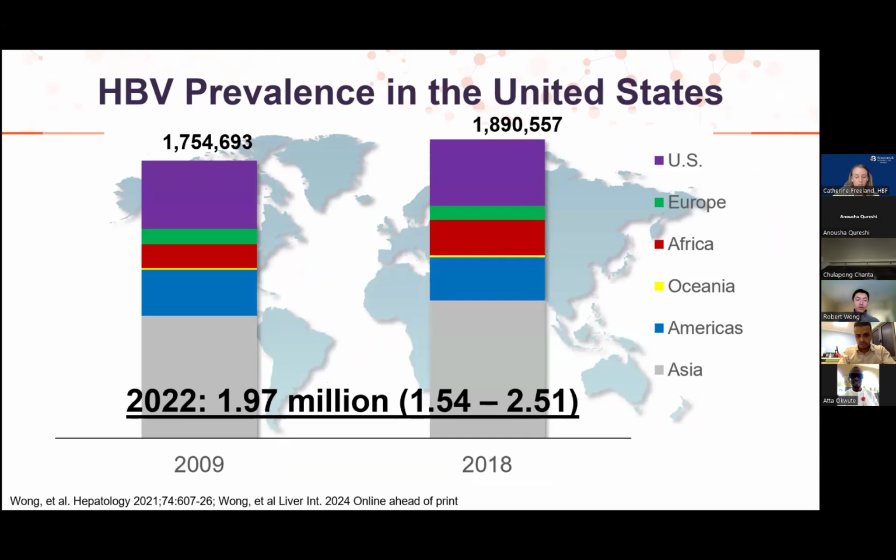These are data from the US that we just updated earlier this year. You can see here that at least in 2022, the estimates for chronic hepatitis B prevalence in the US are about 2 million and as high as 2.5 million. And similar to global epidemiology, there's still a significant proportion of these individuals who have not been diagnosed, hence the importance of implementing effective screening programs to identify these people so we can provide appropriate hepatitis B care.